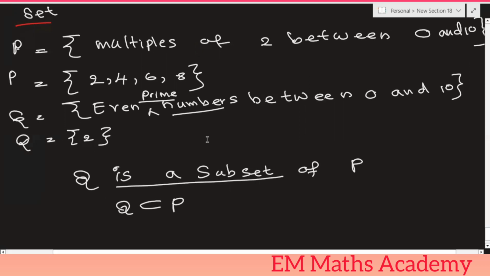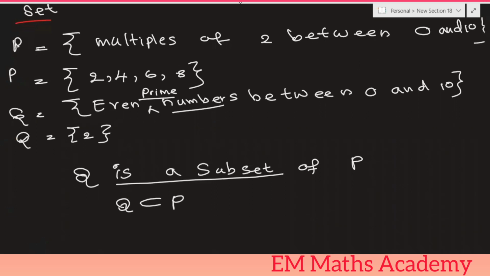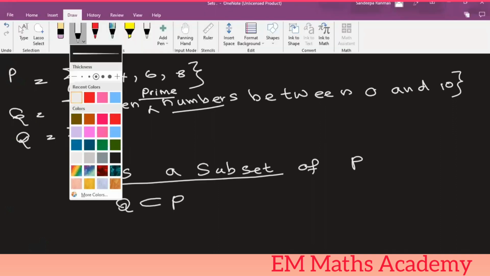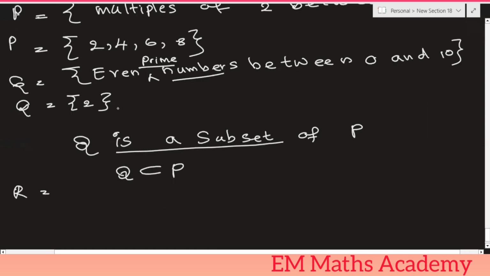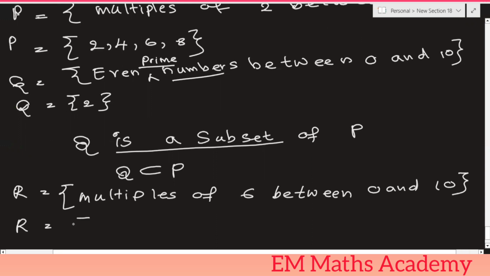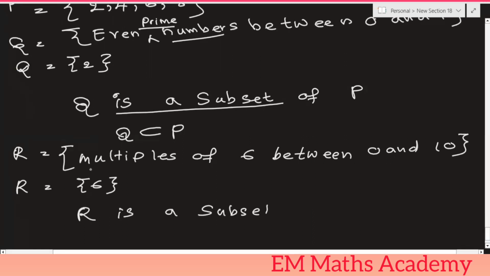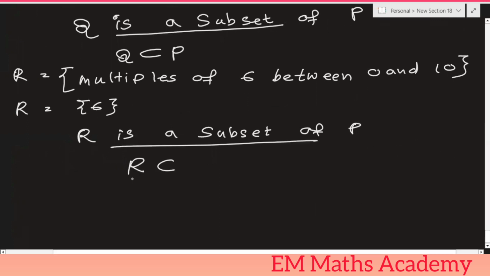Subsets can be taken in many other ways too. Suppose I take a set R as a subset of P: multiples of 6 between 0 and 10. That is only 6. Is 6 in P? Yes. Therefore R is a subset of P, and we can write it using the subset symbol.